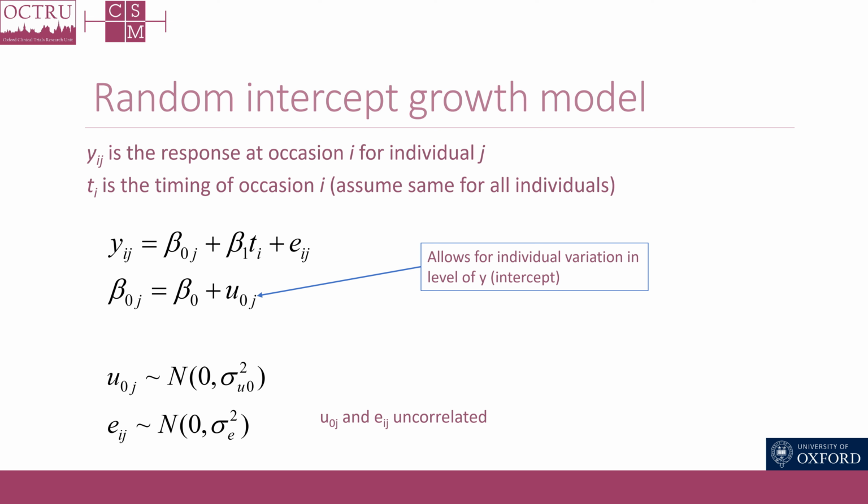Beta naught j is centered around the population intercept, beta naught, and each individual deviates from that by an amount u naught j, the individual level 2 residual. The variability of all these deviations for all individuals from the population intercept is captured and summarized by sigma squared u naught, the between individual variability or level 2 variability. The residual observational level variability completes the specification, along with the assumption of independence between these variance components.